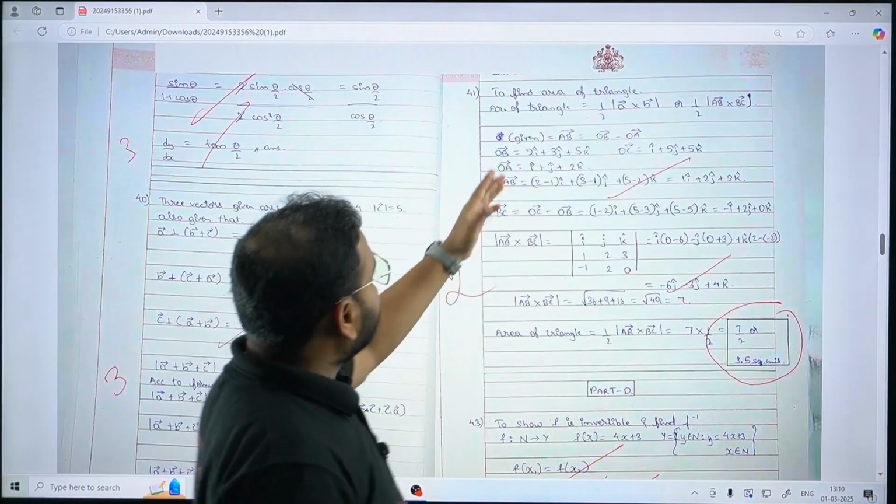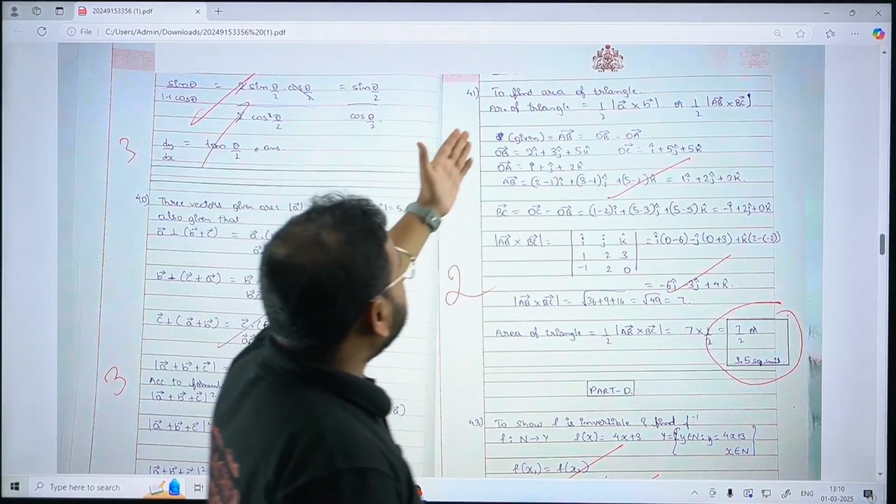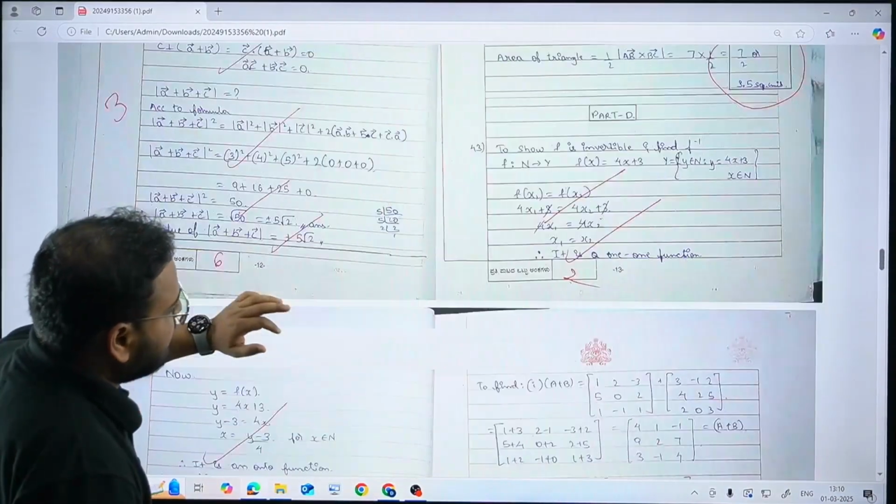One more 3 marker. So in this, 1 mark has been lost. Okay, 1 mark has been lost. So I think this is the area of triangle question. All right. So then starts your part D.